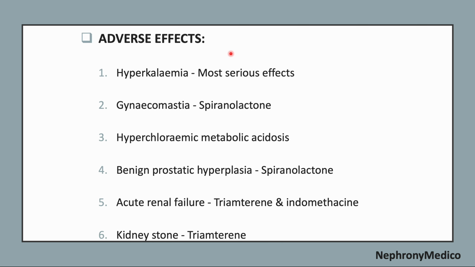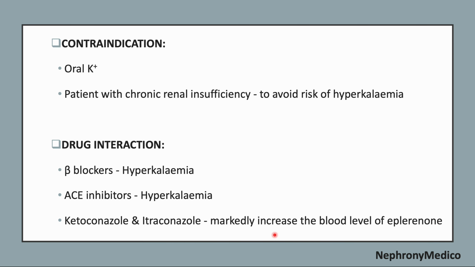Now, adverse effects: hyperkalemia, which is the most serious effect, gynecomastia by spironolactone, hyperchloremic metabolic acidosis, and BPH by spironolactone, acute renal failure by triamterene and indomethacin, and kidney stones by triamterene. Now, contraindications: oral potassium and patients with chronic renal insufficiency, to avoid the risk of hyperkalemia.